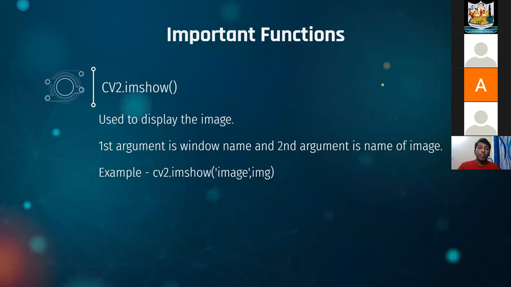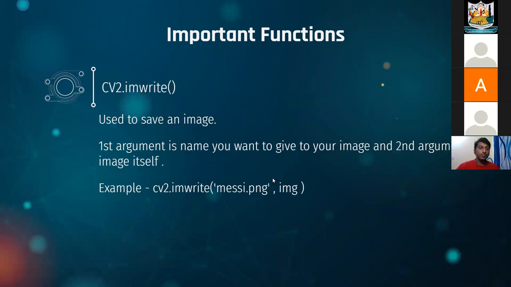Okay, right. Now you have read the image. How will you show it? You'll use cv2.imshow. This function just shows the image. It opens a new window to which you can give a name. The first argument is the window name, and the second is the name of the image. In this way, you can show the image.